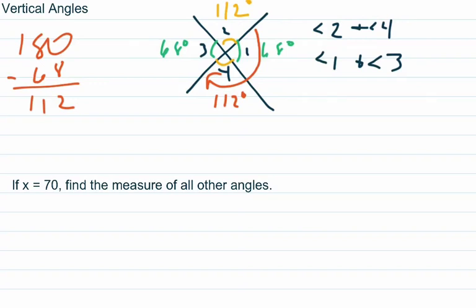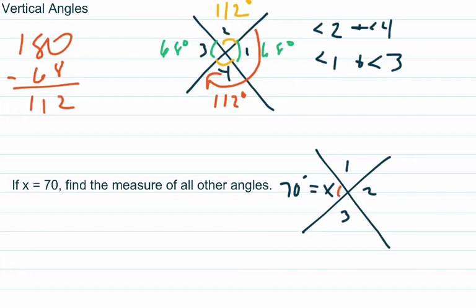Alright, on this next example we have the same scenario, two intersecting lines. I have the same 4 angles that happen, but this time I'm telling you x, which is angle 4, so we'll just go ahead and make this be x. X equals 70 degrees. So right away you should be able to say, well, this angle matches up to this angle, so that means the measure of angle 2 is also 70 degrees.